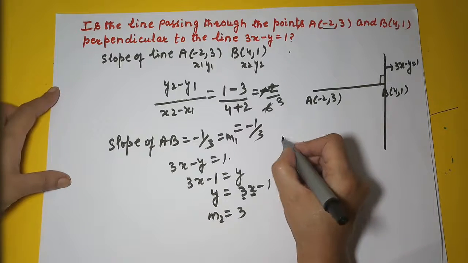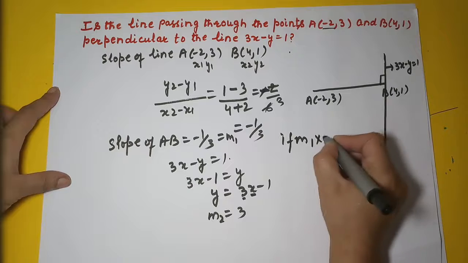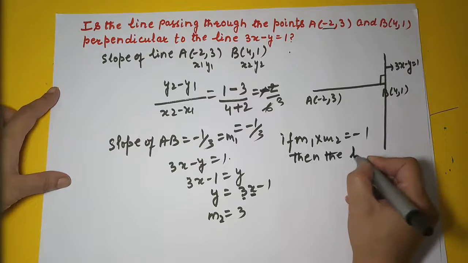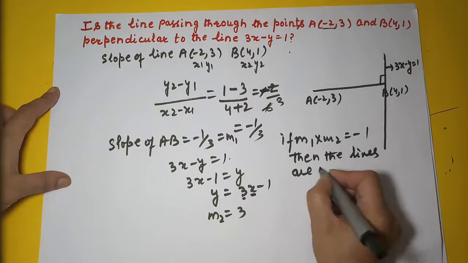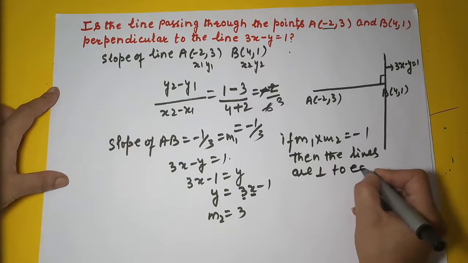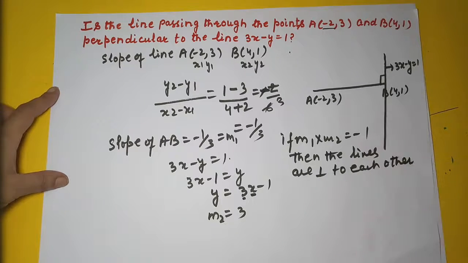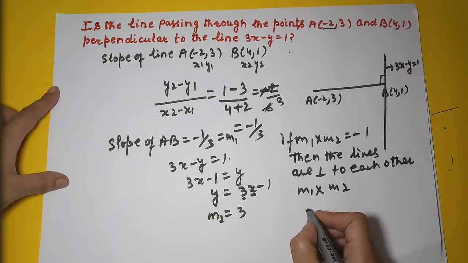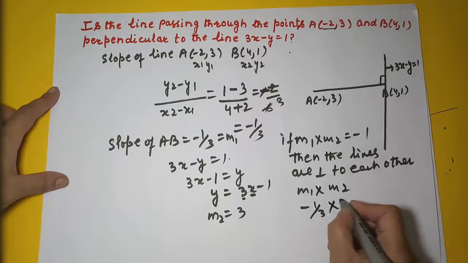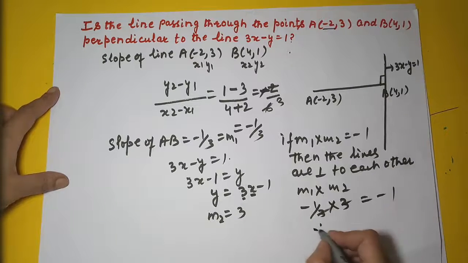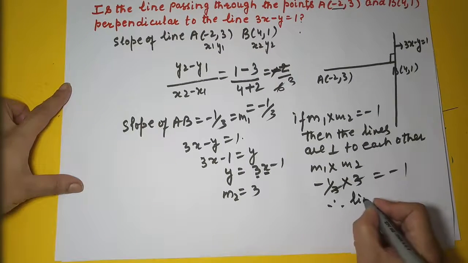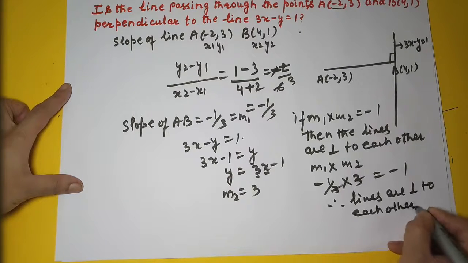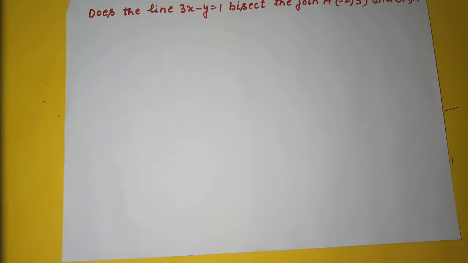Now let me check. I will write: if m1 into m2 is equal to -1, then the lines are perpendicular to each other, right? Okay, so let me write m1 into m2. Let me find that. m1 is -1/3, m2 is 3. Yes, I am getting -1. Therefore, you can say lines are perpendicular to each other. Fine.